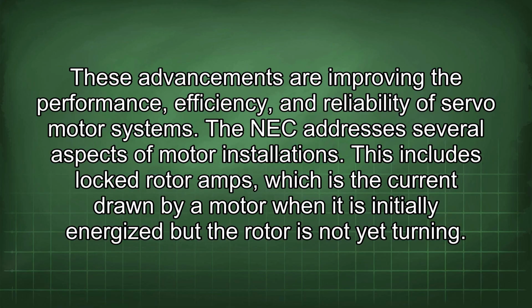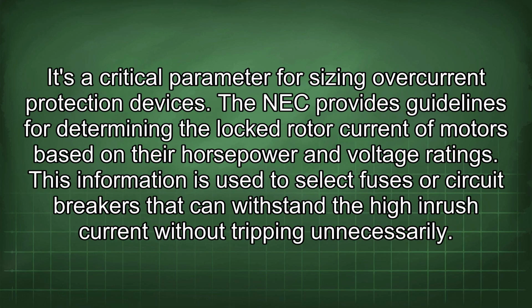The NEC addresses several aspects of motor installations. This includes locked rotor amps, which is the current drawn by a motor when it is initially energized but the rotor is not yet turning. It's a critical parameter for sizing overcurrent protection devices. The NEC provides guidelines for determining the locked rotor current of motors based on their horsepower and voltage ratings. This information is used to select fuses or circuit breakers that can withstand the high inrush current without tripping unnecessarily.